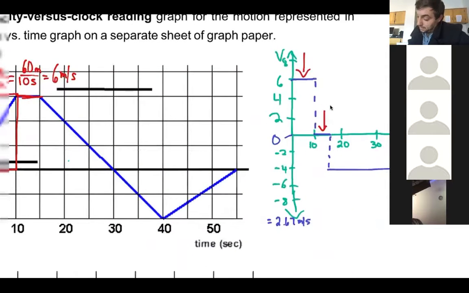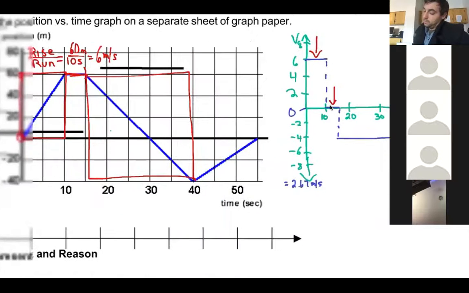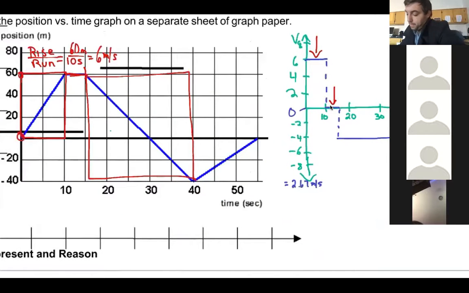Next is this big, long section here. It helps me if I box them off, just a little visual. I found the slope of that. I found that to be a negatively sloped line. If you look, it's sloping downwards instead of upwards. So I found the slope of that again.